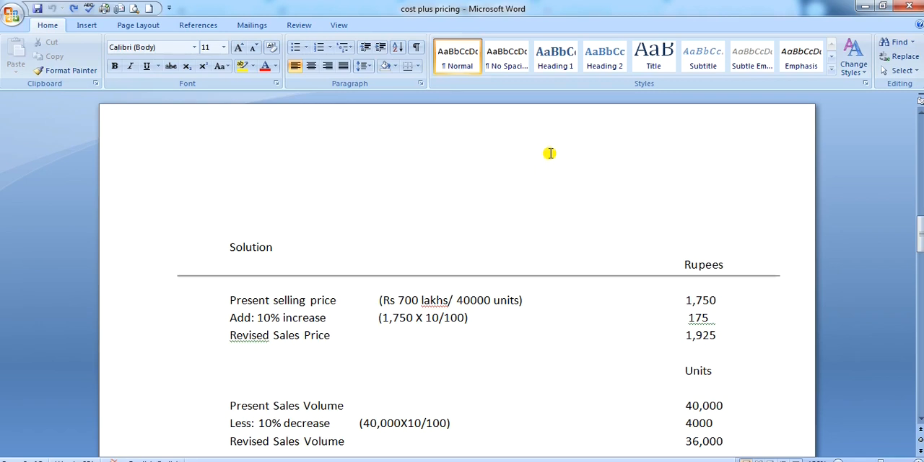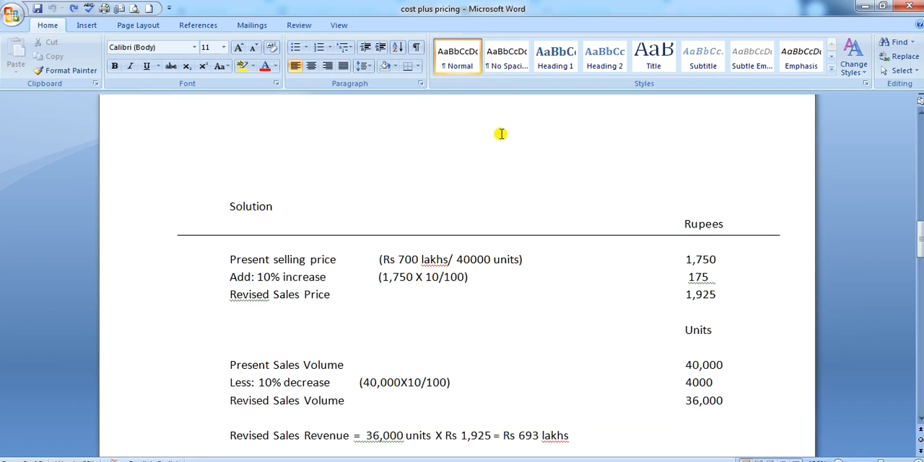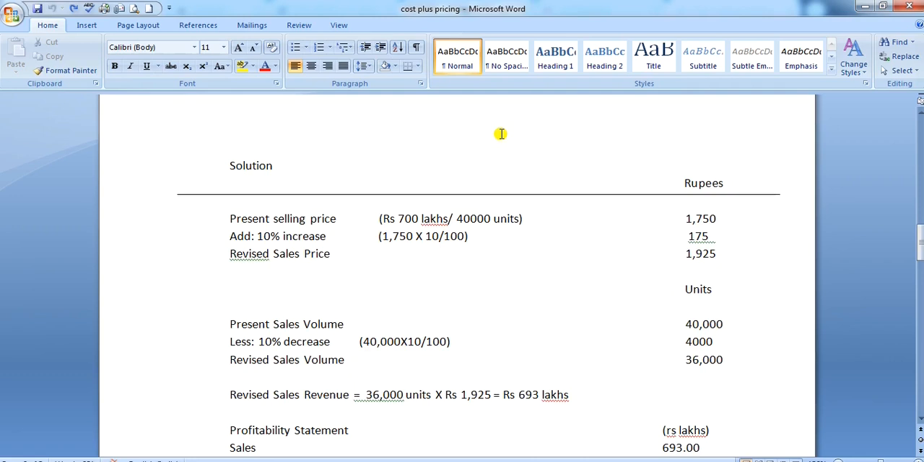Now we will start solving the problem. In the first part of the problem we have to calculate the profit with the 10% increase in the selling price and 10% reduction in the sales volume. So first we have to calculate the present selling price, which is very easy. We have been given the selling price for 40,000 units of production, which is 700 lakh rupees.